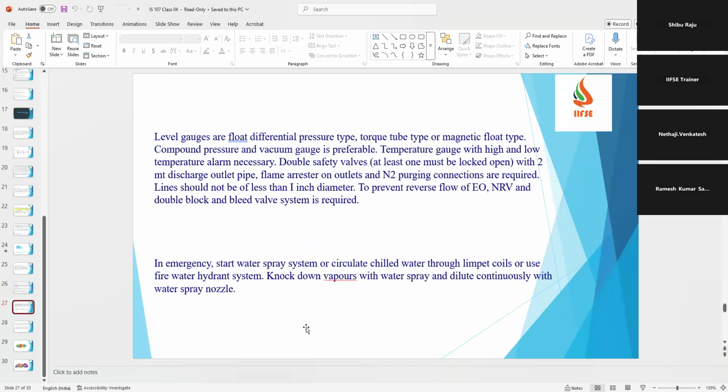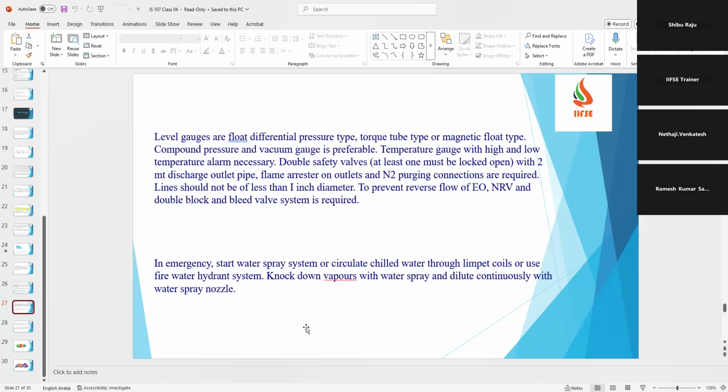Then level gauges or float, different pressure types. Even torqued tube type or magnetic flow type we can also use. Compound pressure and vacuum gauges are preferable. Even a temperature gauge with high and low temperature alarm is necessary, so that whenever the temperature gets low, you can have an alarm so that we can maintain it.